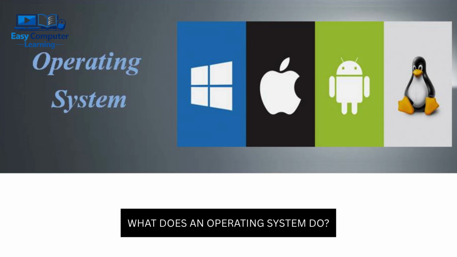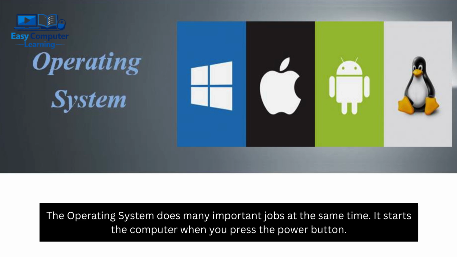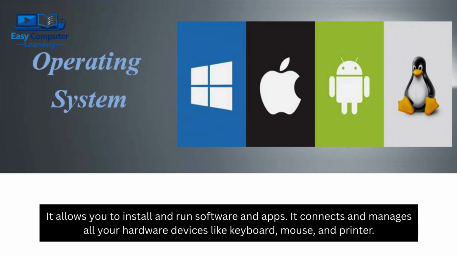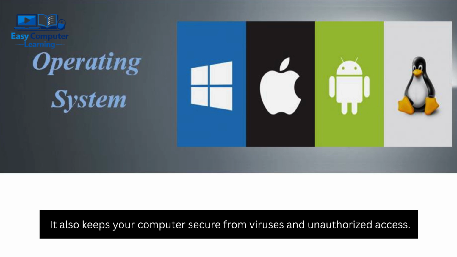What does an operating system do? The operating system does many important jobs at the same time. It starts the computer when you press the power button. It manages the CPU and RAM so all your programs run smoothly. It manages your files and folders so you can save and find your data easily. It allows you to install and run software and apps. It connects and manages all your hardware devices like keyboard, mouse, and a printer. It also keeps your computer secure from viruses and unauthorized access.